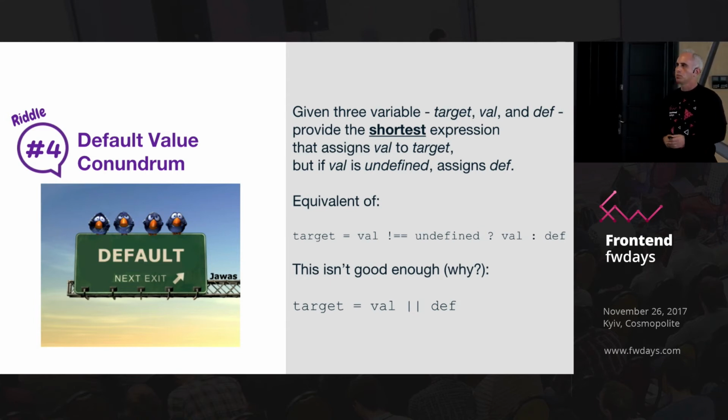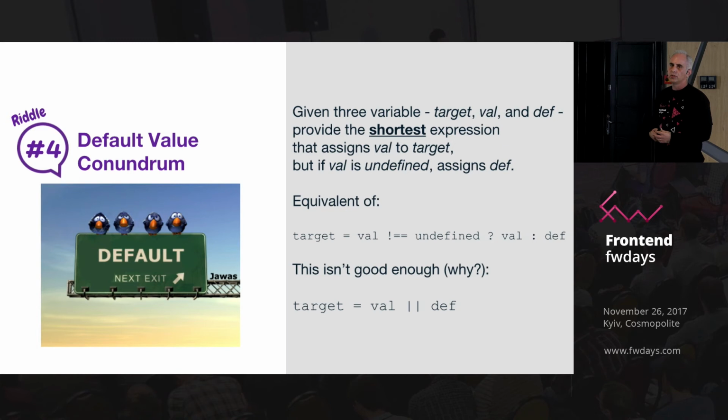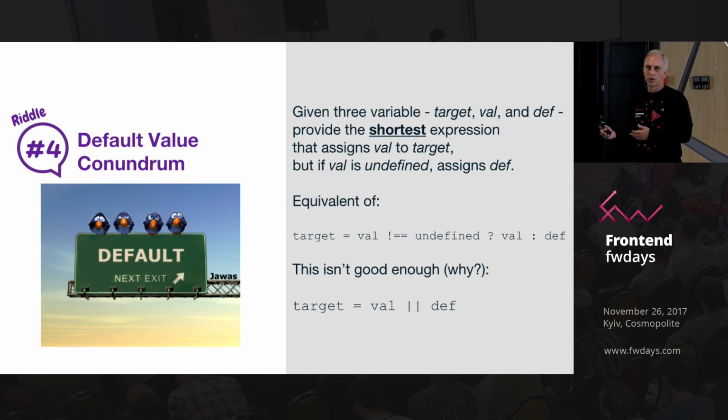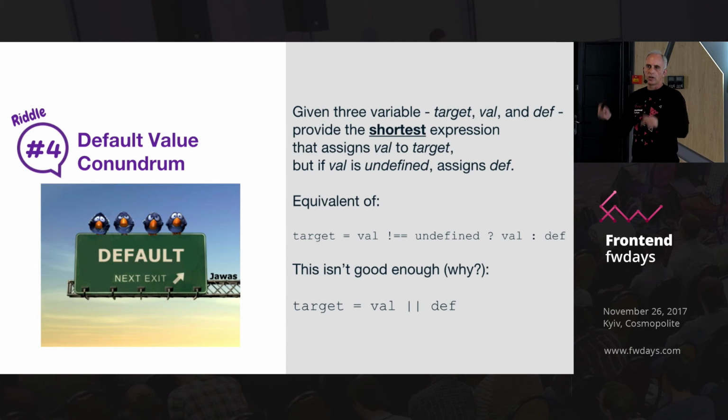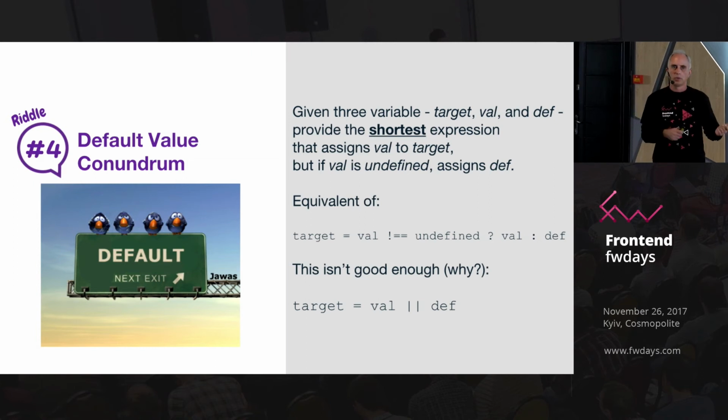So the answer that was proposed was to create a self-executing function. We can write it very shortly using an arrow and specify a default variable with the value def, and pass val in the parentheses. As we saw in the first riddle, if val is undefined, it will use the default value, and then we will get it into target. But that's not the solution that I'm looking for, because there is a shorter solution.